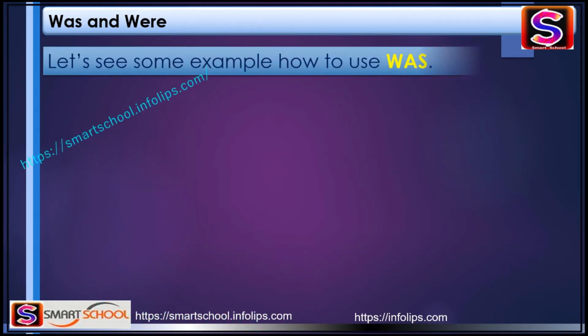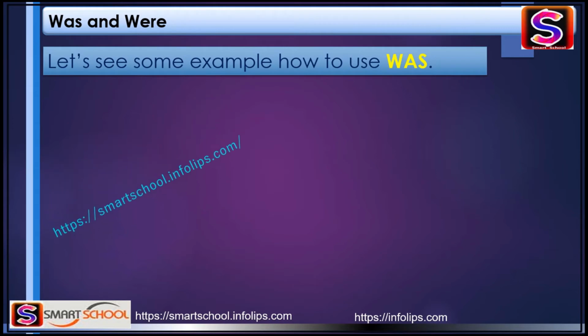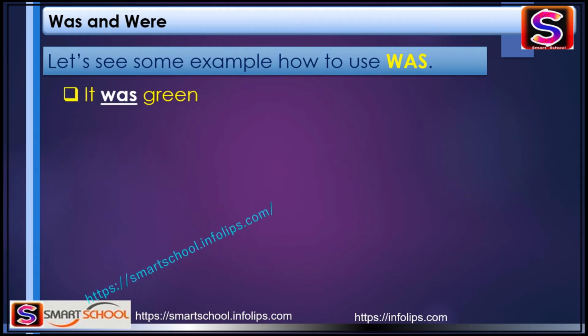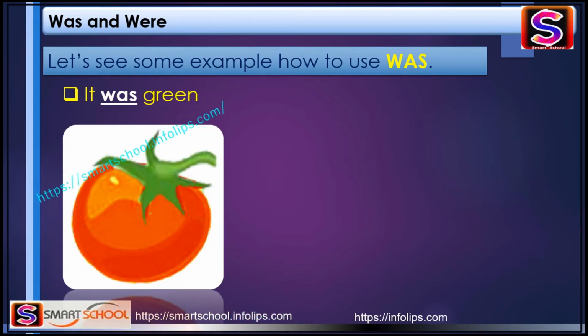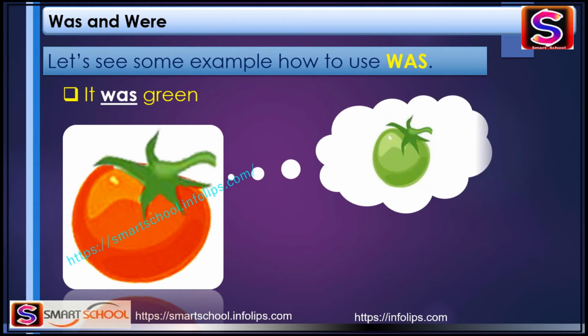Okay. Let's see another example of how to use was. It was green. See this tomato. This tomato is red, right? But before it became a complete tomato, it was green. That's why we have said that it was green, because in the past the tomato was green. Now it is ripe and has become a complete red tomato.